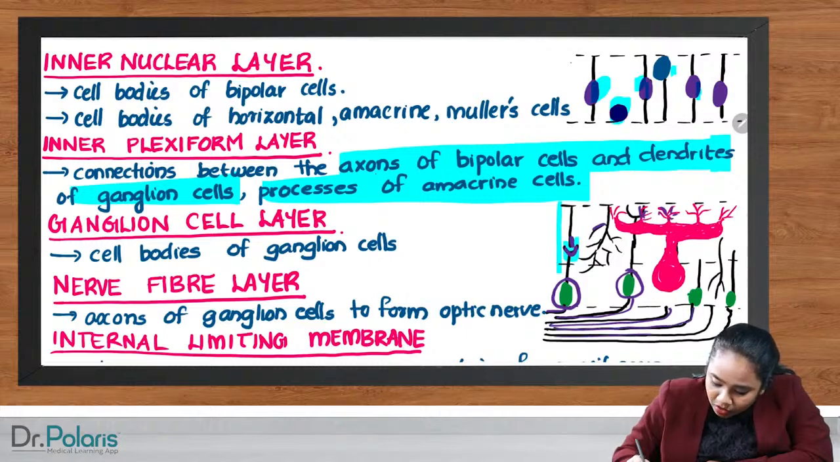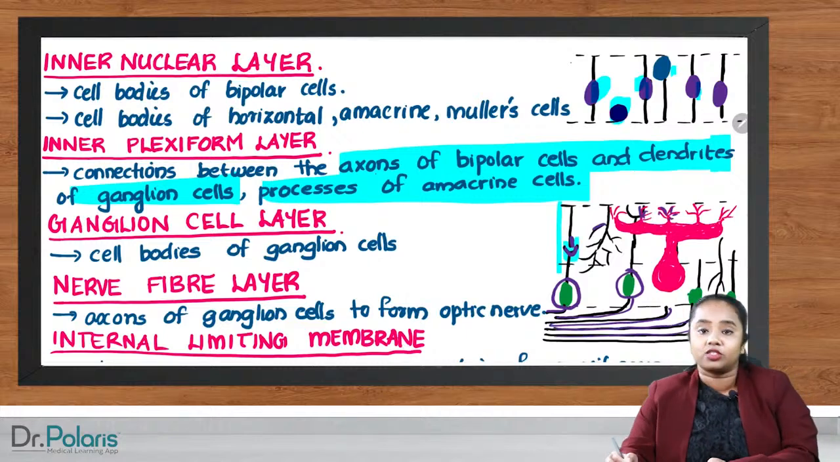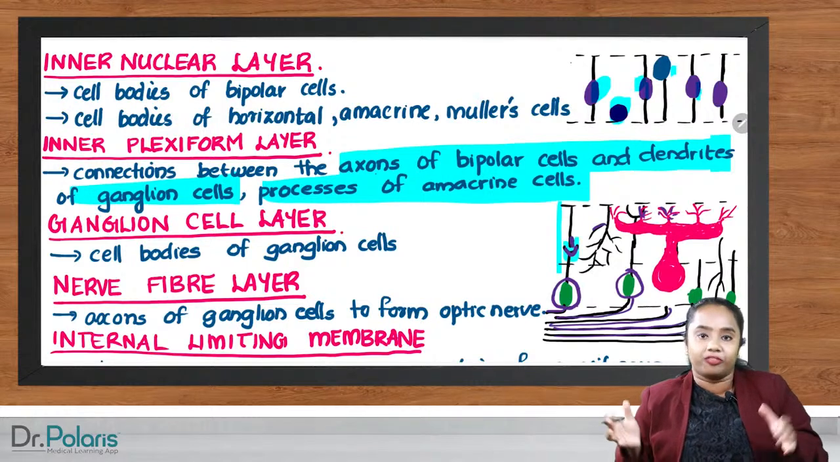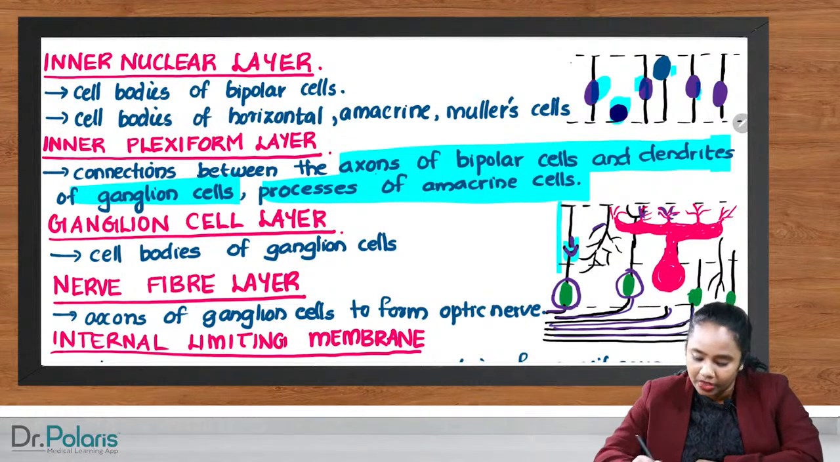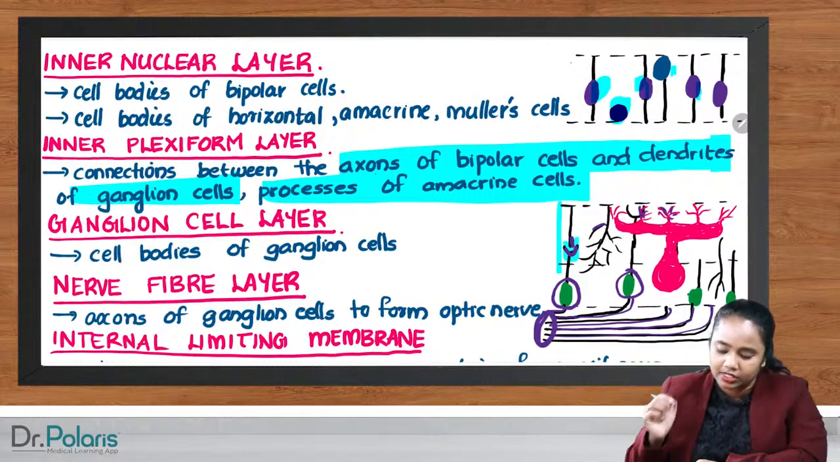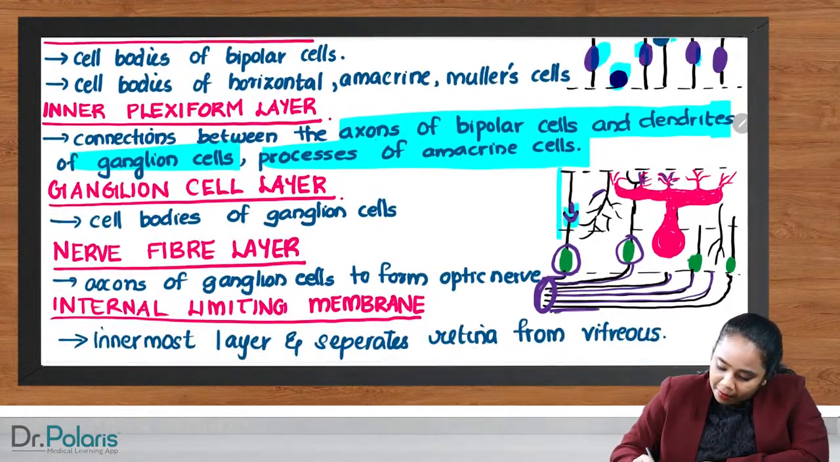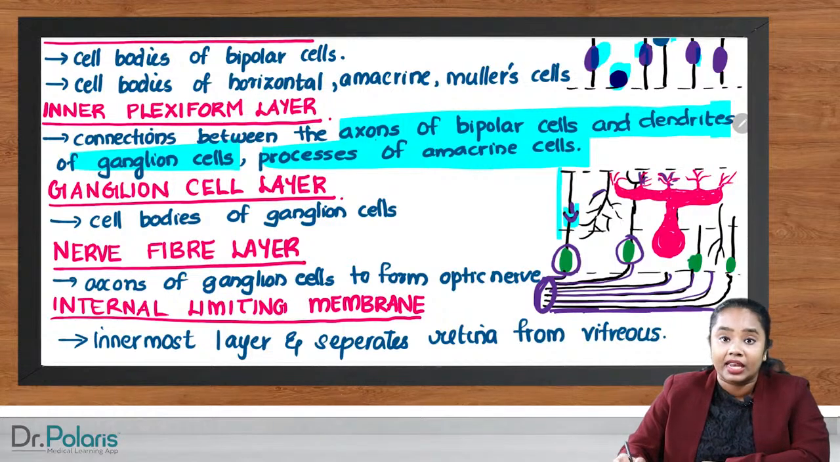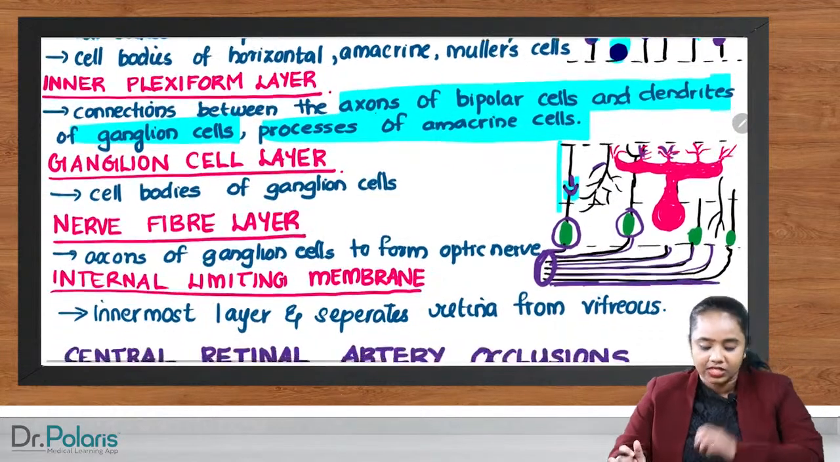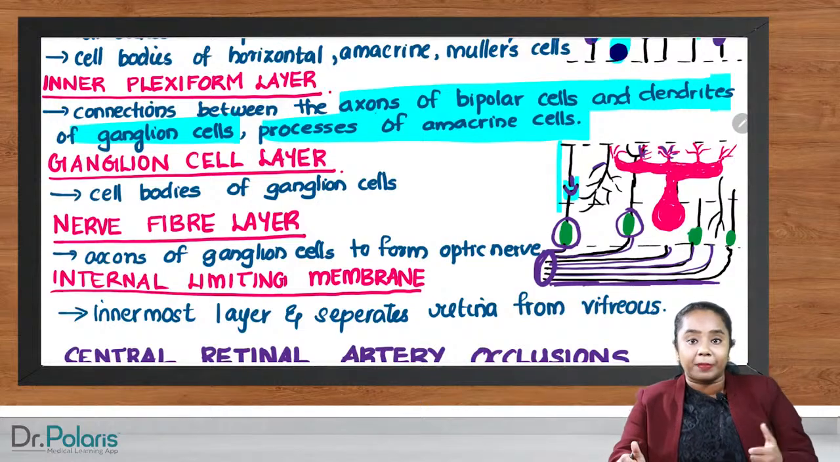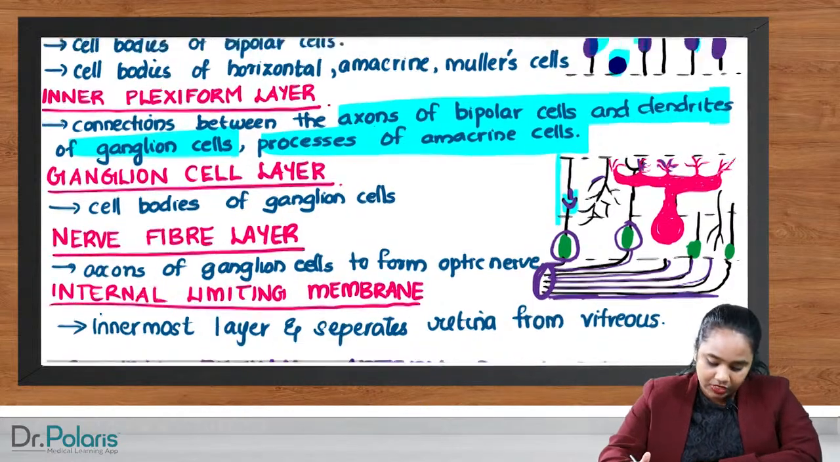So, it is the layer of all the nerve fibers. The axons of the ganglion cells merge together to form the optic nerve. So from here onwards it is the optic nerve that moves outside. And finally, there is a small membrane at the end of this which is called the internal limiting membrane, which is the innermost layer, and it separates the retina from the vitreous.